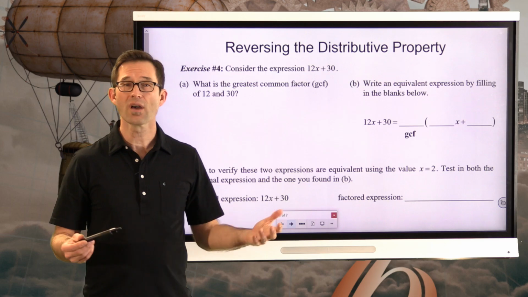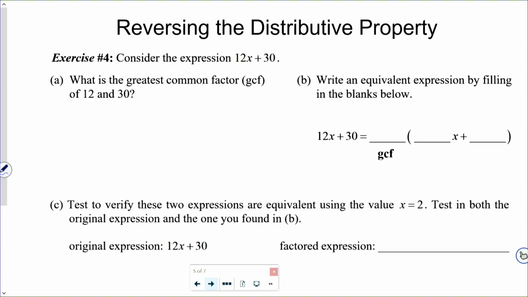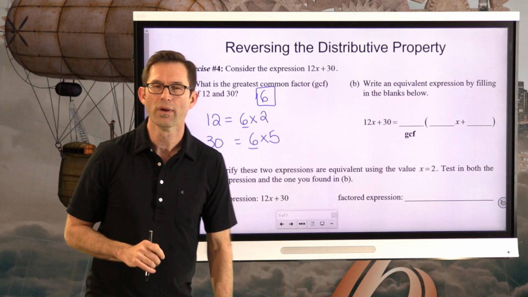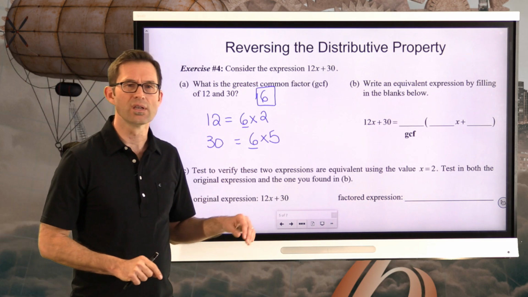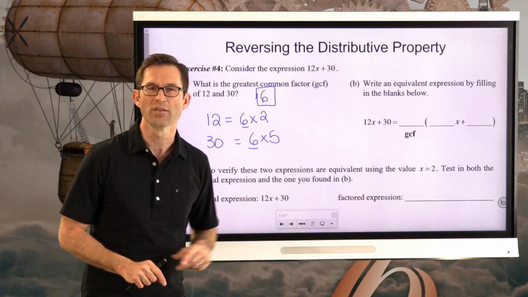All right, well, the greatest common factor of 12 and 30 is 6, right? And the reason why, let me just write down the answer, 6. The reason is that 12 is equal to 6 times 2, and 30 is equal to 6 times 5, right? So it is the greatest common factor of the two. And by the way, if you just wrote down 6 and didn't write down these two, write down these two. They're going to help us over here, okay?